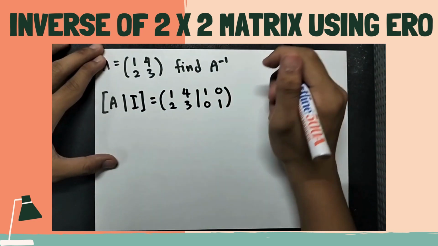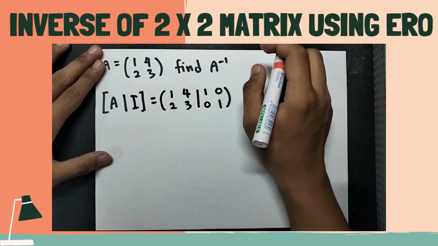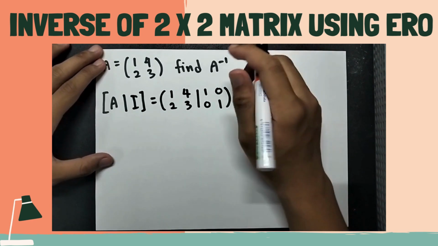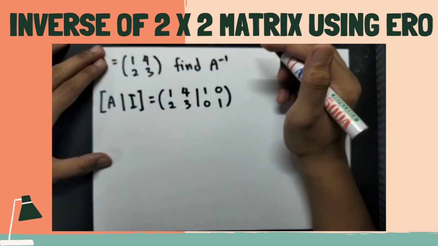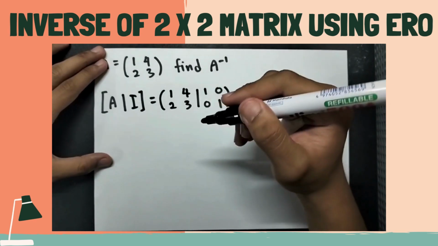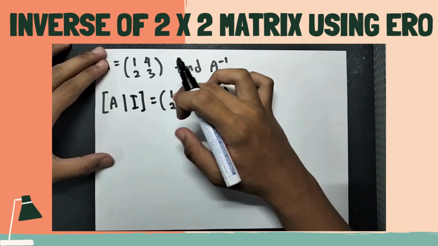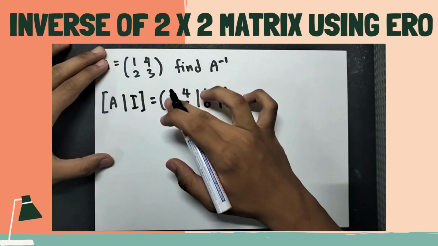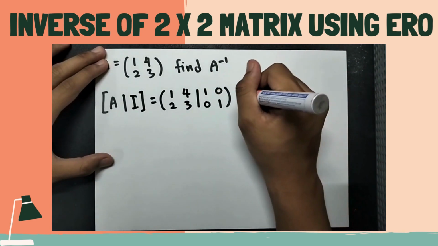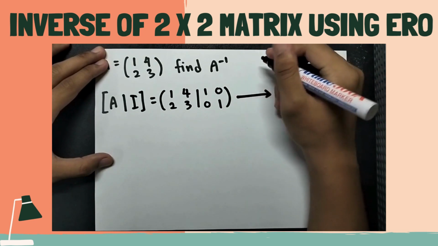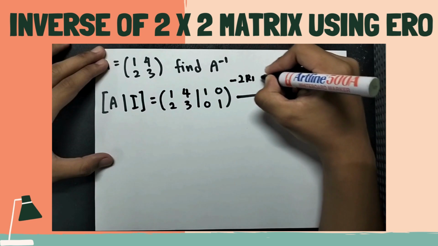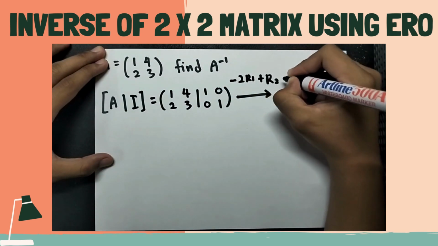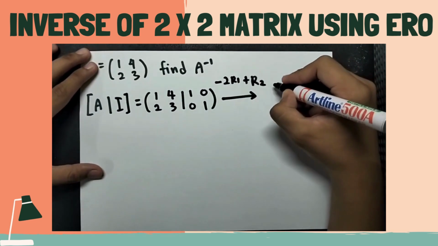The first step is to obtain 1 in the first position of the leading diagonal. But since we already have 1 here, we proceed to the next step, which is to obtain 0 under 1 in the first column, which is 2. Our goal is to change this 2 into 0. So, let's use negative 2 R1 plus R2.